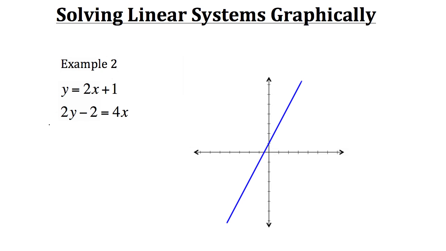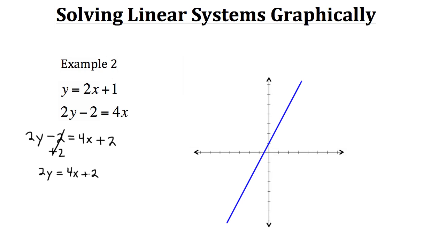Now if you notice with our second equation, it's not in y-intercept form. So let's do that first so that we can graph it. We have 2y minus 2 equals 4x. Now if we want to get this into slope-intercept form, we need to isolate the y. So let's first get rid of this negative 2 by adding 2 to both sides. So that leaves us with 2y equals 4x plus 2.